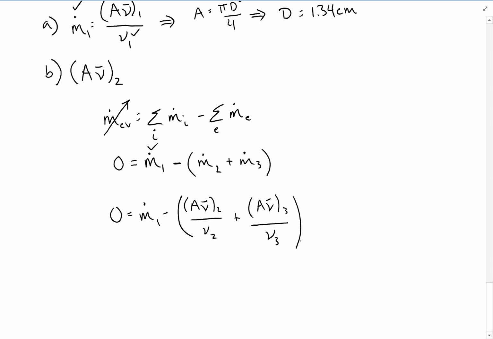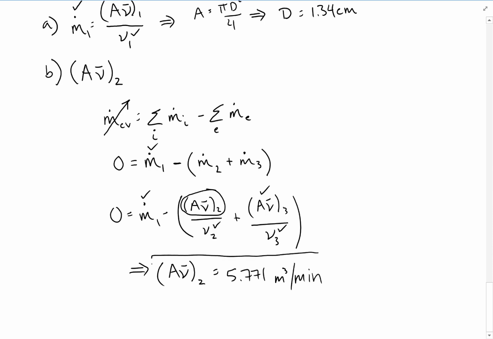Now let's look at what we have. We know mass flow rate 1. We have 2 properties at state 2. We have 2 properties at state 3. We know the volumetric flow rate at 3. And so all we need to do is solve for the volumetric flow rate at 2. When we do that, you can find the volumetric flow rate at state 2 is equal to 5.771 meters cubed per minute. And I'm going to trust you to verify that math on your own.